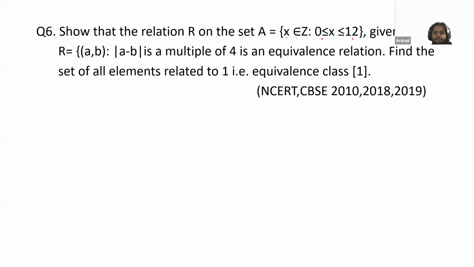Okay, so question number 6 says we have this set where the numbers are between 0 and 12, given by a minus b is a multiple of 4. This is the condition. This is a multiple of 4 is an equivalence relation. Find the set of elements related to 1.